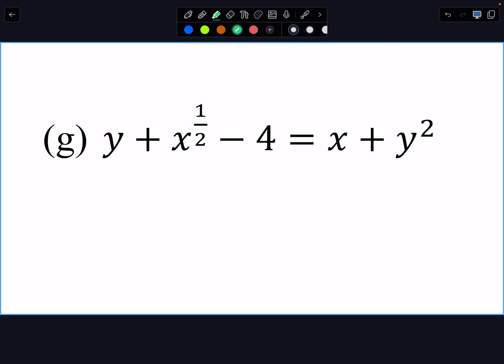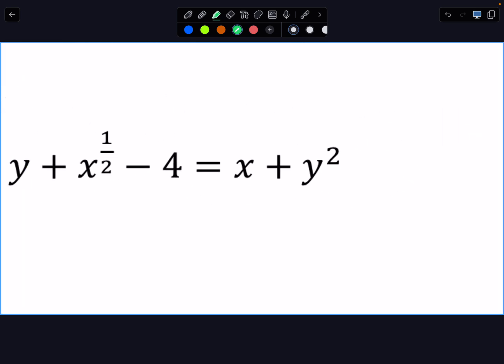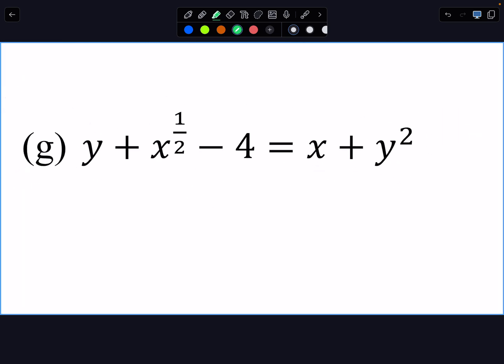Okay, is that last one? Yeah, last one. Line, not a line. No. Not a line, because this guy right here and this guy right here, those exponents.